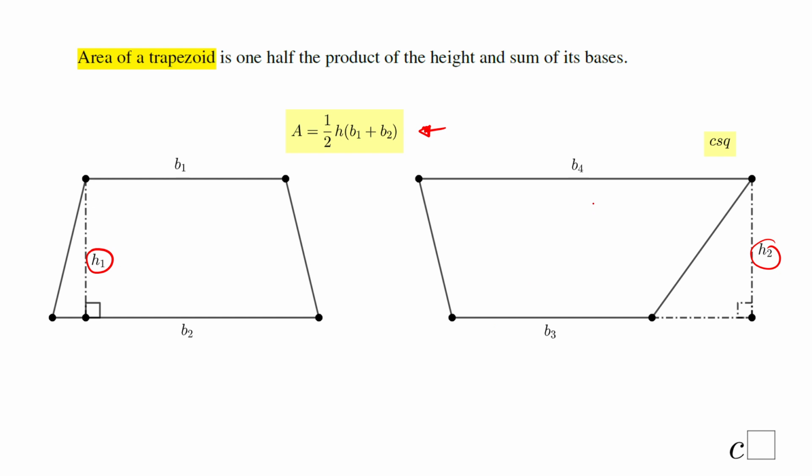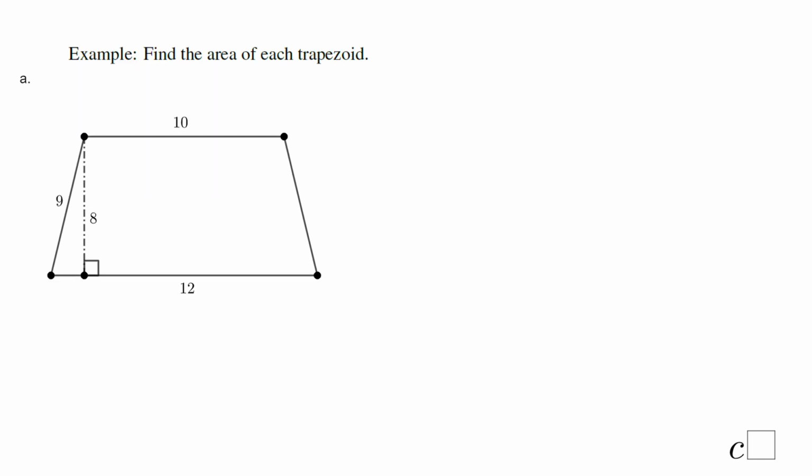You add the bases, multiply by the height, and divide by 2. It's a way to remember in case it's not given to you. So let's see this example here. We need to find the area of this trapezoid, and one more time, the area of a trapezoid is 1/2.